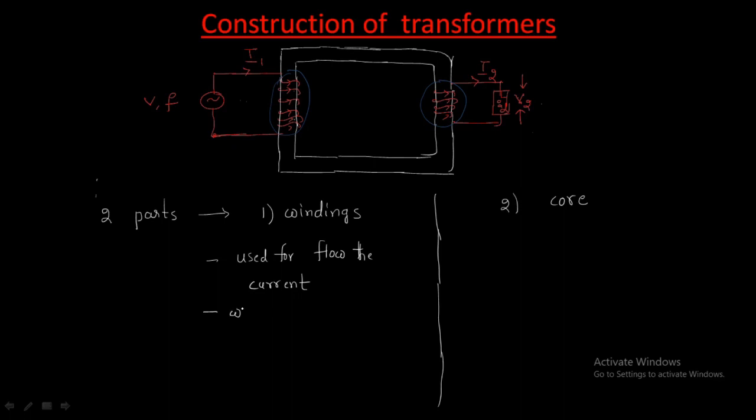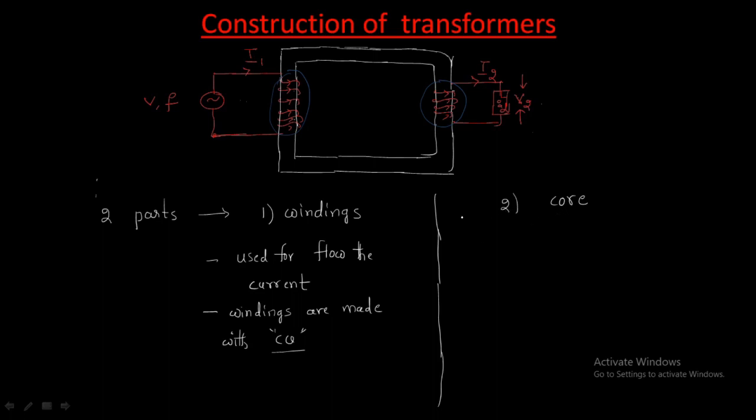The windings are made with copper. Simply, you know that copper is a wire, a conductor, useful to flow the current. So these are made with copper wire. This one is the wire for the supply, and this is the wire for collecting the power for the load.